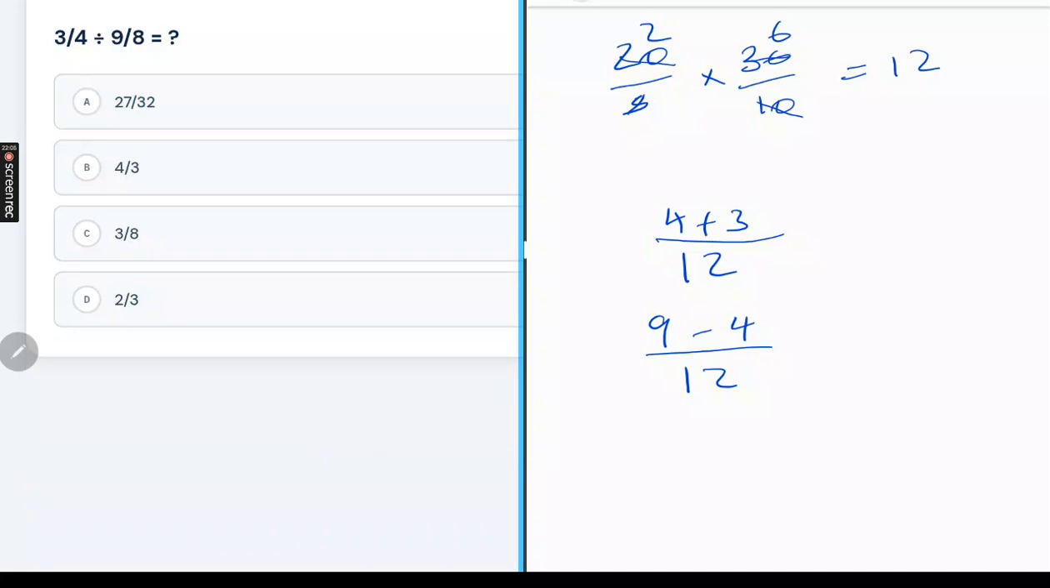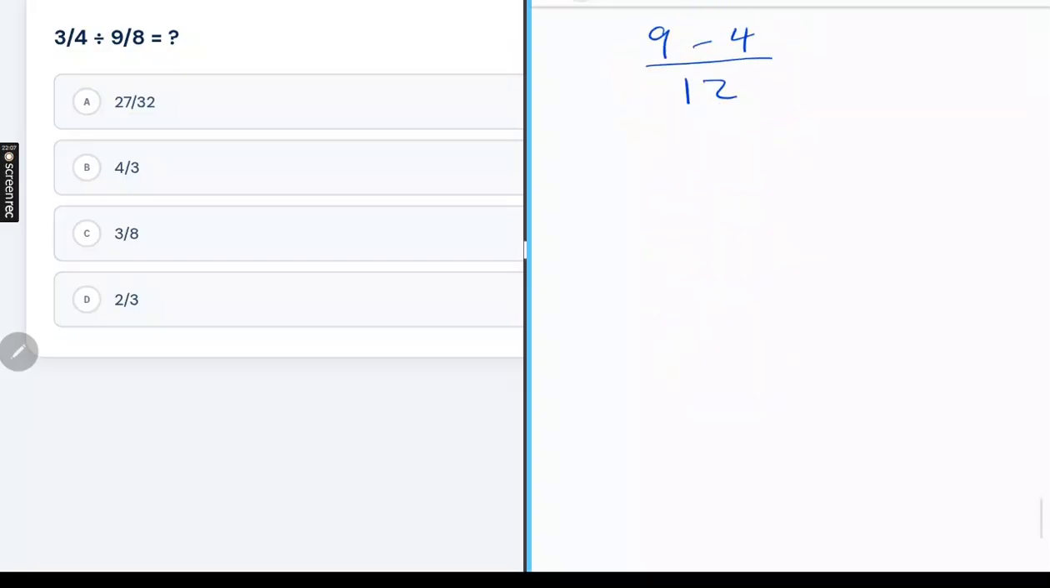3 over 4 divided by 9 over 8. Remember, this will be 3 over 4 times 8 over 9. So that is what? This is going, this is going. We have 2 here. This is going, this is going. So we have 3 here.